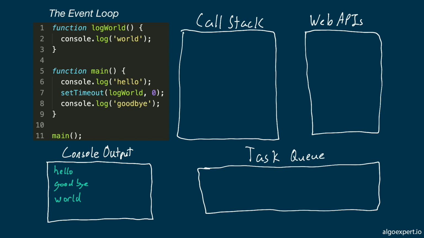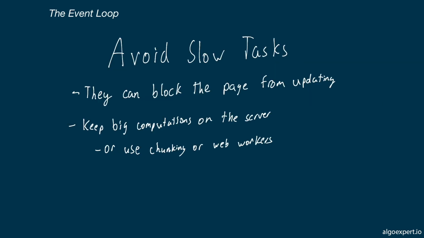So the key takeaway from this example is that even though logWorld had a 0-second delay, it still had to wait for the other code to finish before it could be run. And now this brings us to a very important point, and that is that we want to avoid slow tasks in the browser. If a task is extremely slow, it will block the page from rendering, timeouts from calling their callbacks, and a bunch more. So essentially, we just want to make sure that our code isn't ever clogging up the call stack, since we only get one call stack.